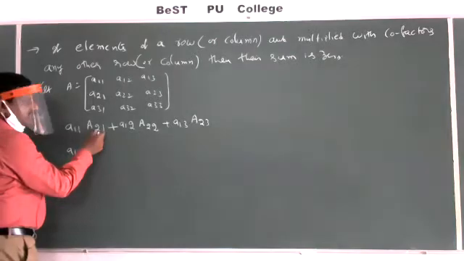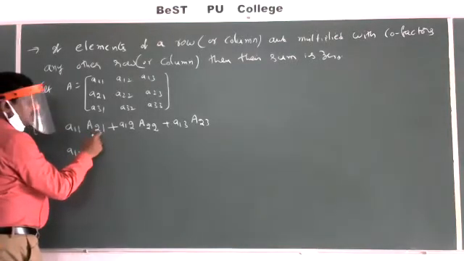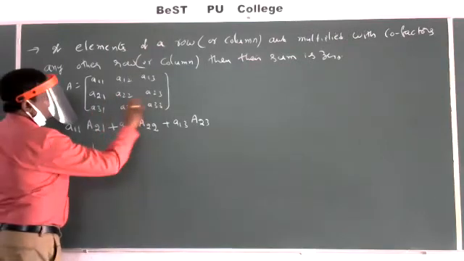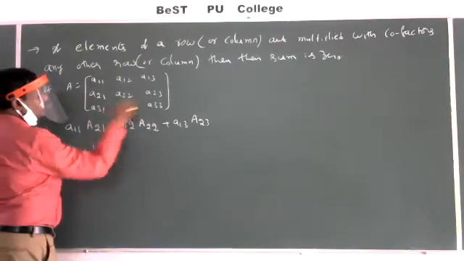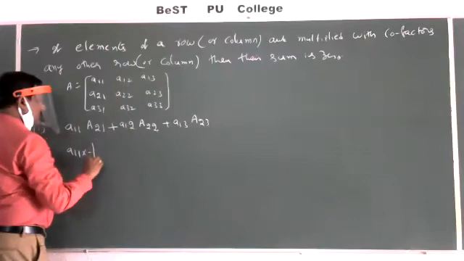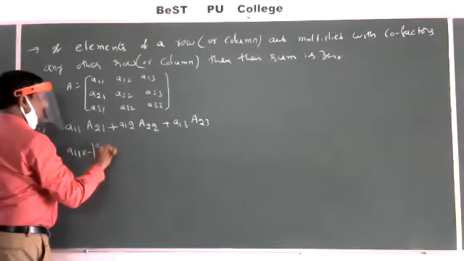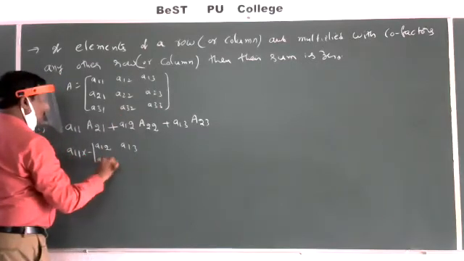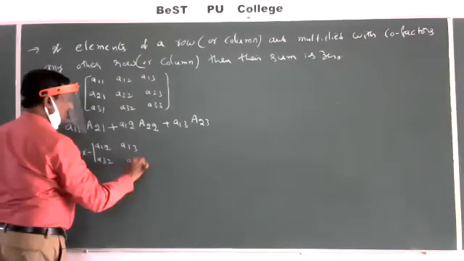Here for A21, the sum 2 plus 1 is 3, an odd number. That's why we consider minus the determinant, leaving that row and column and writing the determinant of the remaining elements. What are those elements? A12, A13, A32, A33.